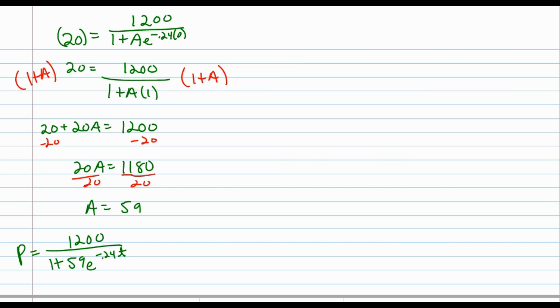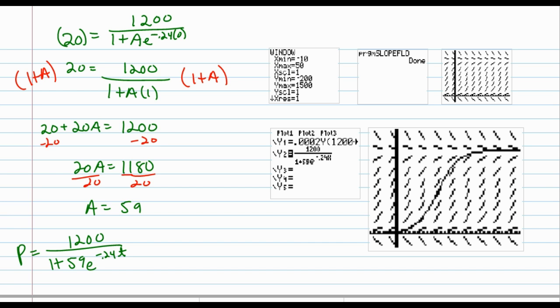the negative 0.24t. So I set my window, of course keeping in mind the limit to growth of 1200, I set my y max to 1500, and then I gave it 50 years. Did a slope field, put the equation we got into Y2 and saw that it does in fact fit the slope field.